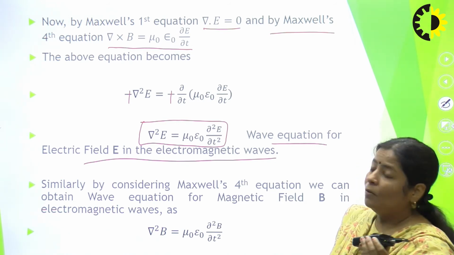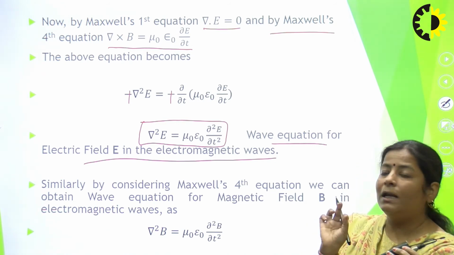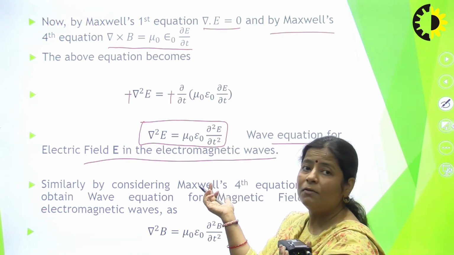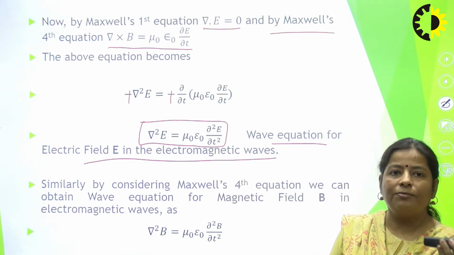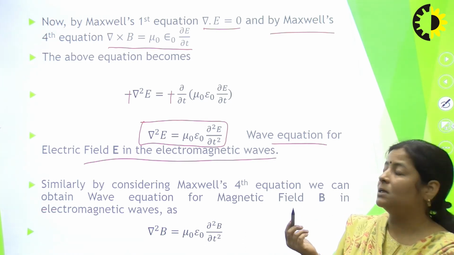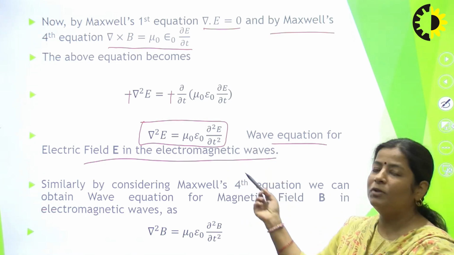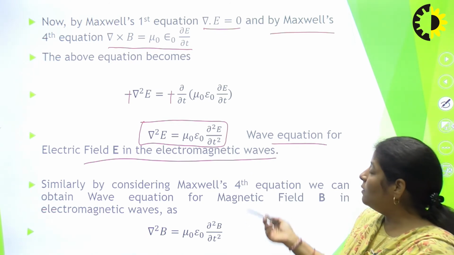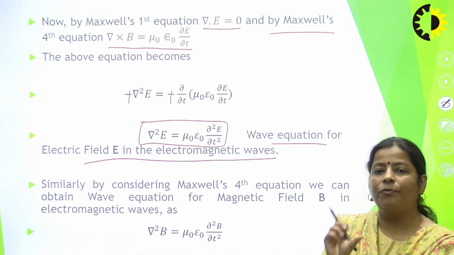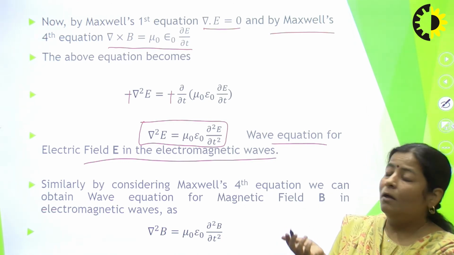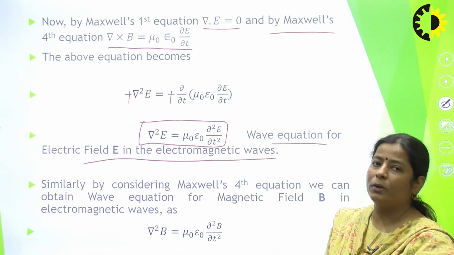So this is only for the electric field, which is obvious. You can see we only have E here, the electric field is the only one present. We do not have any term of the magnetic field. So this represents the wave equation which the electric field follows in electromagnetic waves. That is what this expression is showing.